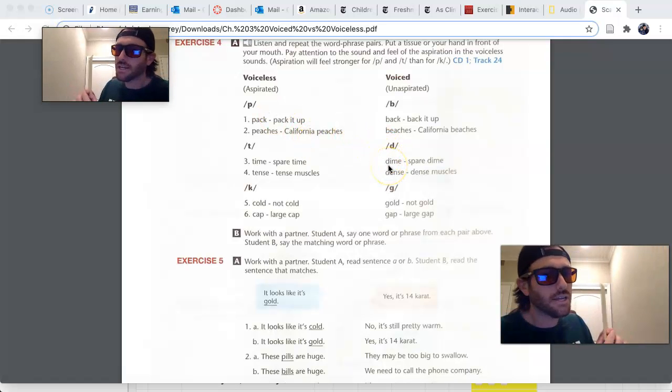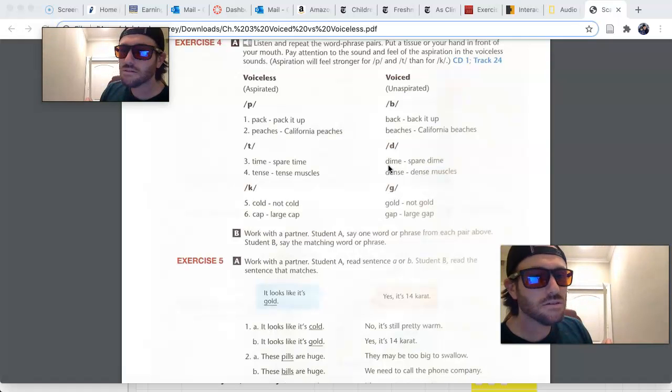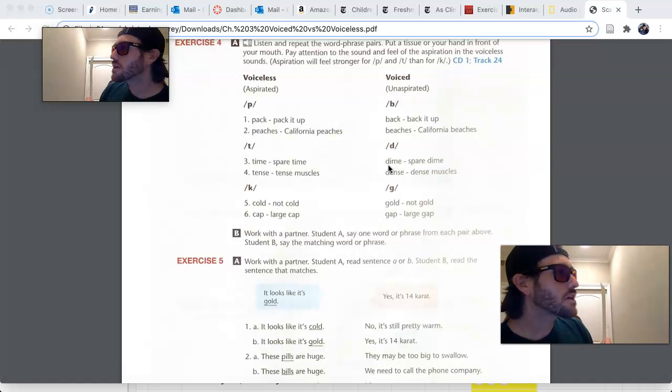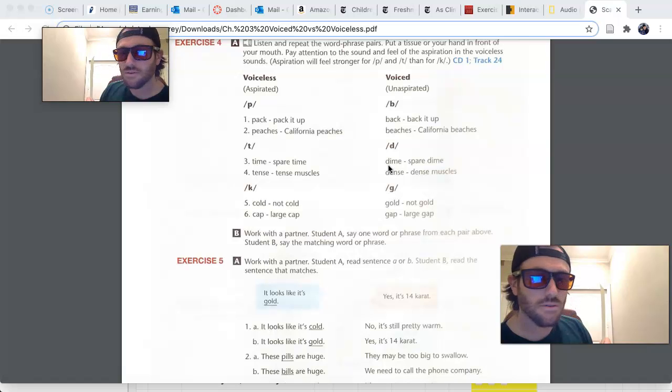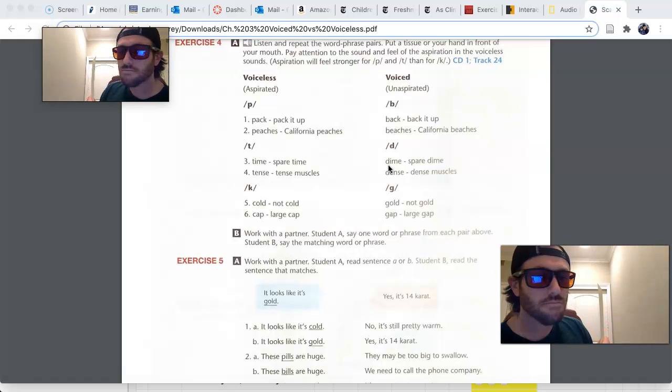Right, and we're moving on to D. Dime, dime, spare dime, d, d. Number 4, t, t, tense, tense, tense muscles. d, d, dense, dense, dense muscles.